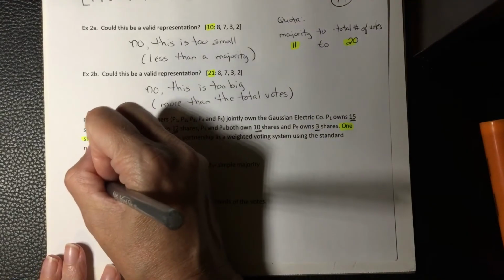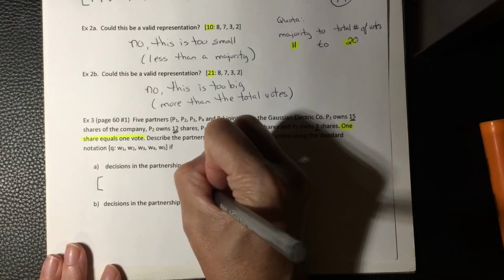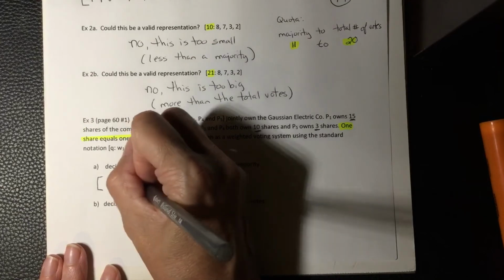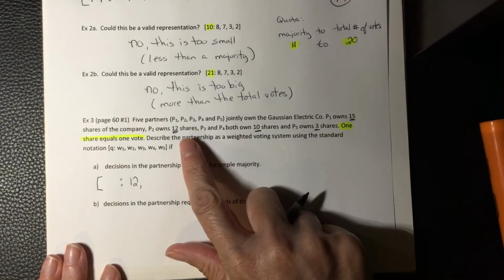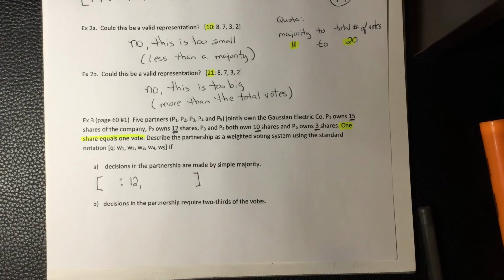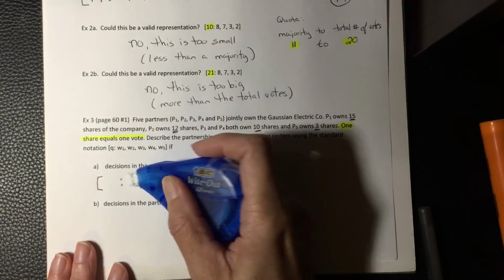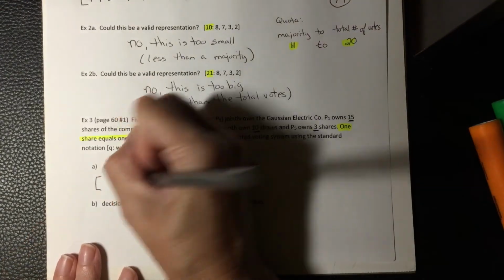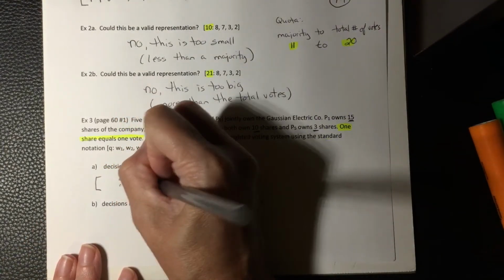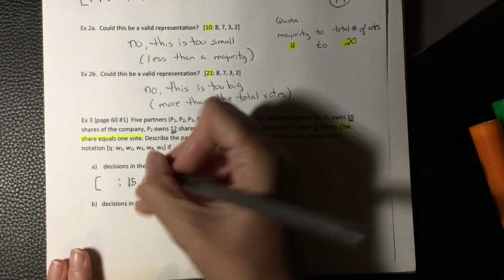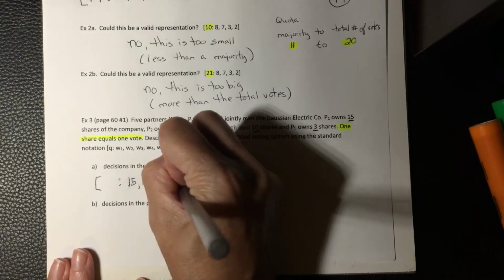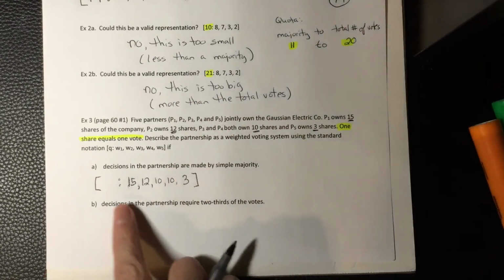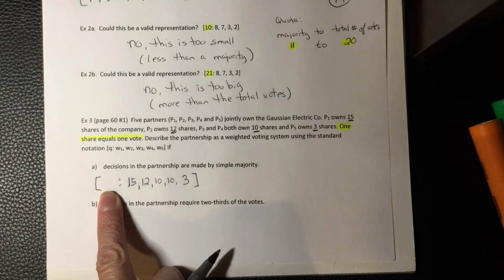All right, so what I like to do is I like to leave the quota blank and set up all the players. So I'm going to leave the quota for a minute. That's going to go here. Oops, I messed up. 15 goes first. So always list your biggest one first. Let me go back and fix that. So we've got 15, then 12. Now notice 2 people have 10, so we need to list that one twice. And then the last one owns 3 shares. All right, so I've got everything but the quota, so I'm going to go back and calculate that.